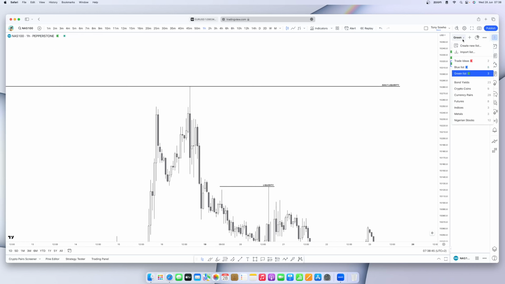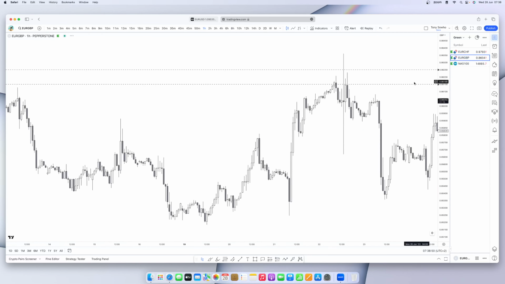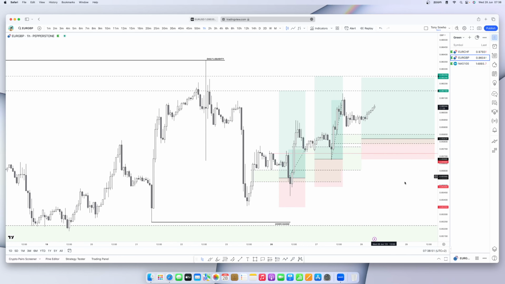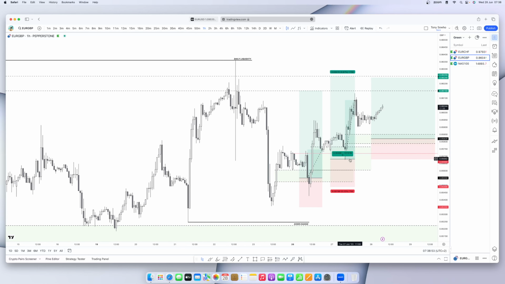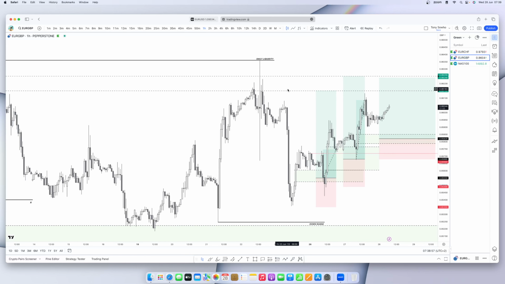Okay, and then the second trade I'm in, also Euro GBP. Very, very amazing trade. All right, first entry, second entry, just going up. Definitely. So you're going to be learning all of that and be able to trade like that.